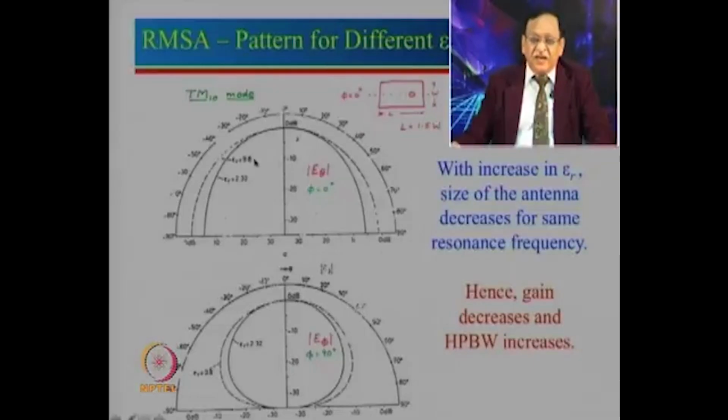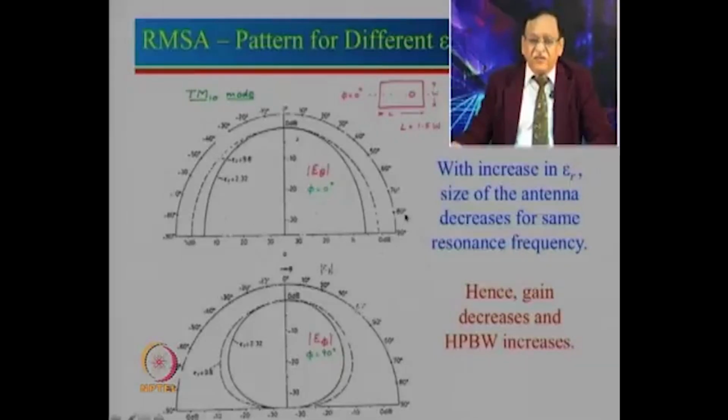So, if the aperture area is small, that means gain will be small, and if the gain is small, half power beamwidth will be large, and that is why this one we see as a larger half power beamwidth. And for this one, because the aperture area has increased compared to 9.8, the half power beamwidth is reduced.